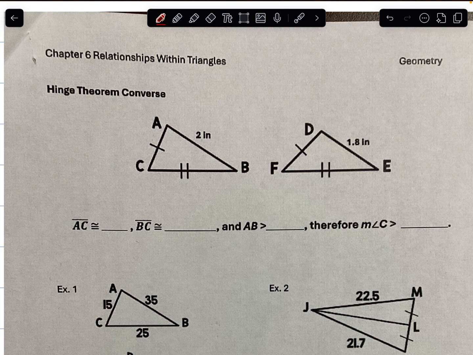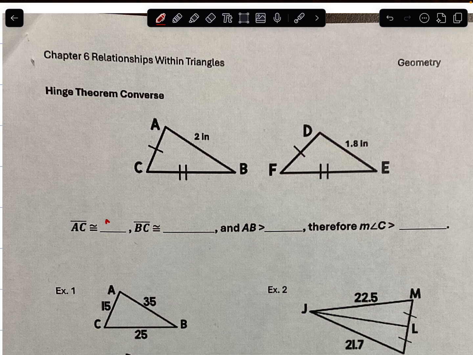So let's name like we did before. AC is congruent to what? FD or DF. What is BC congruent to? EF. And since we know side AB is greater than side DE, then what else do we know? Good. Greater than the measure of angle F. Okay? So same idea as finding sides, works when we find angles.